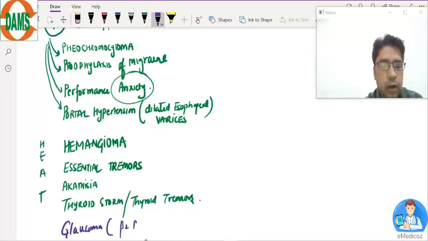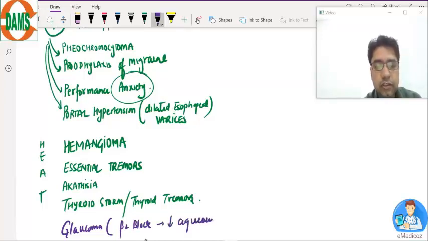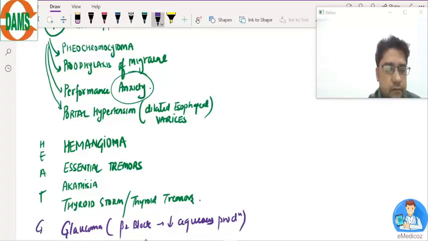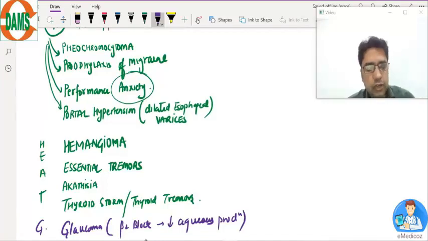Because beta 2 blockage decreases aqueous production, which we will discuss tomorrow in glaucoma. It decreases aqueous production. Okay? 4P, heat. In pheochromocytoma, to prevent vasoconstriction, first we will add alpha blocker phenoxybenzamine. So vasoconstriction will not happen. Don't worry about vasoconstriction in pheochromocytoma. We have already given first alpha blocker, then we add a beta blocker.